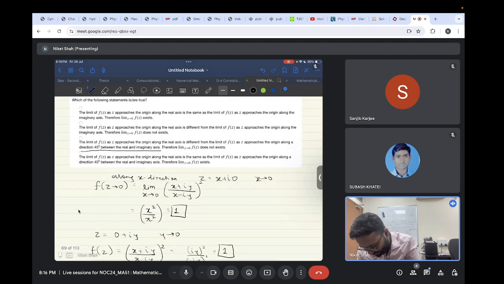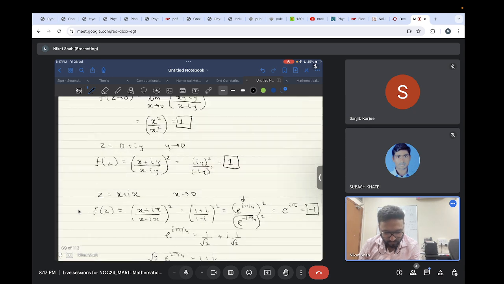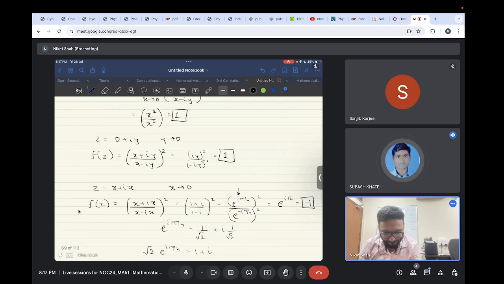So basically statement number 3 is the correct one. The limit of f of z as z approaches origin along the real axis is different from the limit of f as z approaches origin along the 45-degree direction. Therefore, the limit as z tends to 0 does not exist. That's the correct statement. Is that okay? You are asking this exactly, right, Subhash? So this is clear to you?